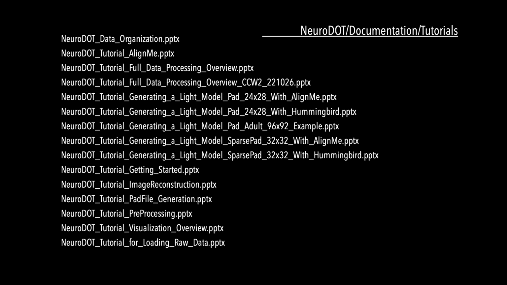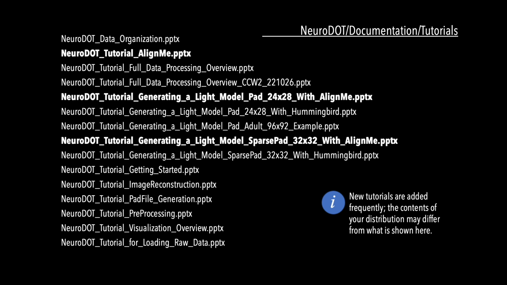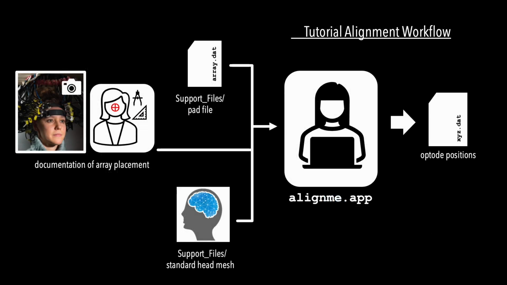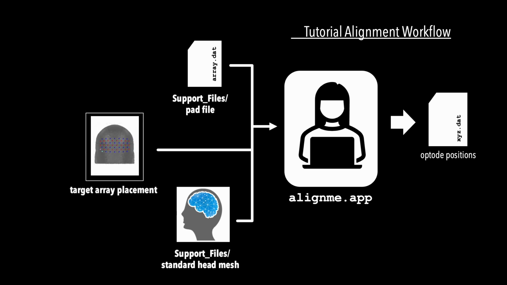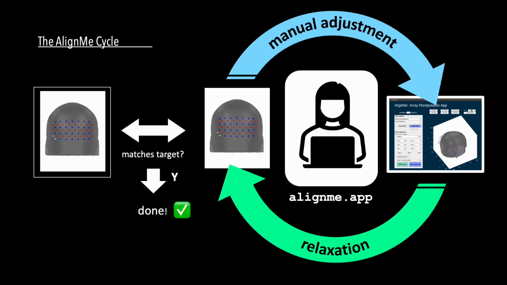Several of the NeuroDOT PowerPoint tutorials include a section on array alignment, but the recommended introduction is the standalone Alignme exercise highlighted here. This tutorial features a simplified workflow that is helpful for the first-time user. A pad file and standard head mesh included with the distribution are used. You can simply load these files, then proceed directly to practicing with the app. Additionally, rather than working with documentation of the array position, a target placement is defined, which you are asked to reproduce. Nonetheless, the tutorial follows the workflow described previously, with manual adjustment followed by relaxation.